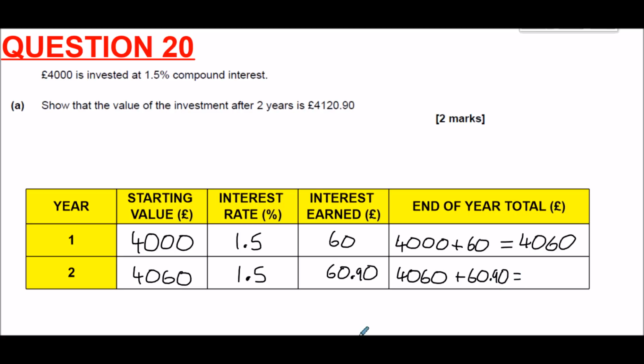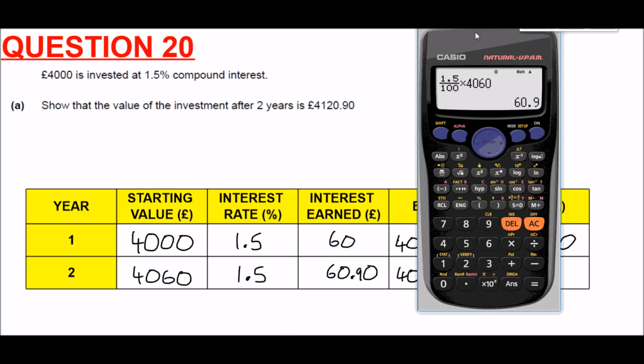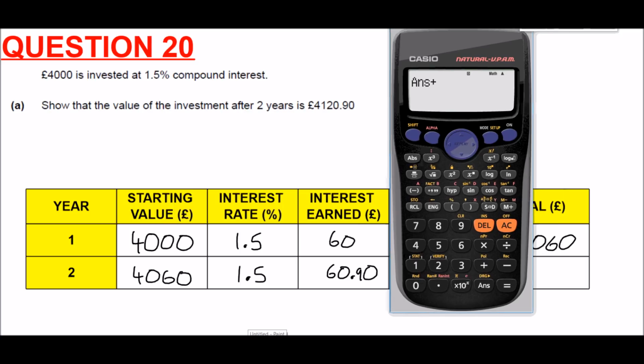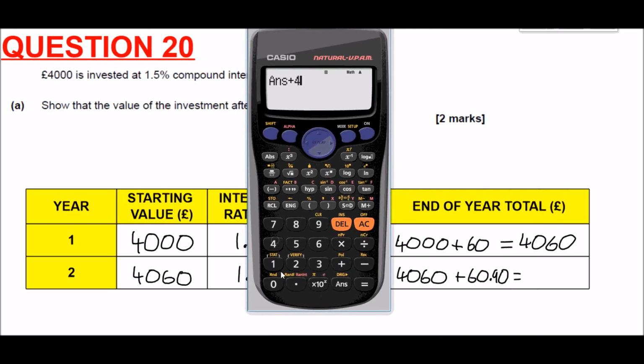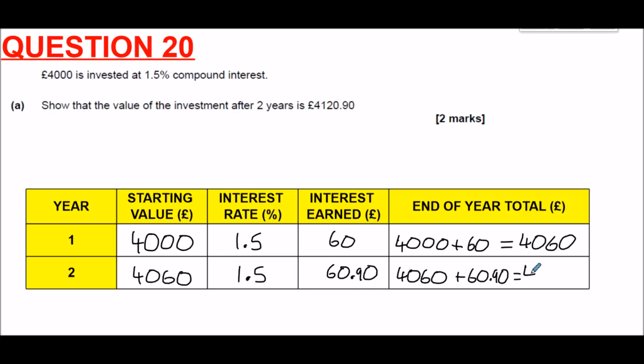So add those two values together, and we should get, well, let's see, £60.90 plus 4,060. We get £4,120.90, which is what we wanted to show in the first place. After 2 years, we've ended up with £4,120.90. So that's it for part A, and part B carries on in the same way.